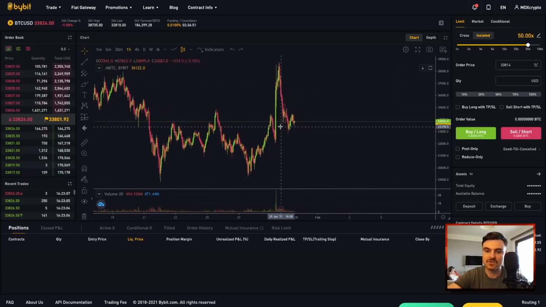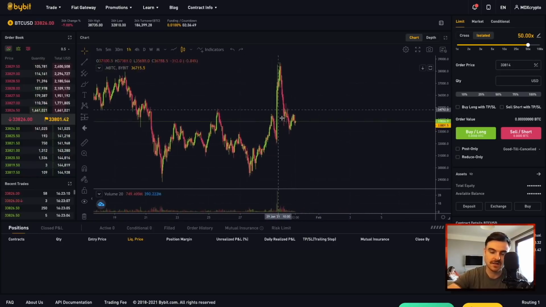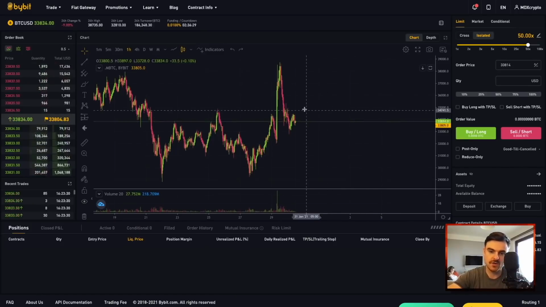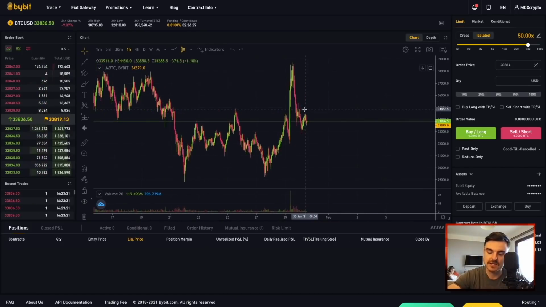And you can see here, you can zoom in, very similar chart pattern. At the end of the day, it's a candlestick chart, very simple. You can change it as well. You can do hollow candles, Heikin-Ashi candles, line, area, baseline, bars, you name it. You guys can fiddle around with that in your own time. And at the bottom here, you have your positions, you have closed P&L, all that kind of stuff. Very simple. So how do you actually place a trade on this?